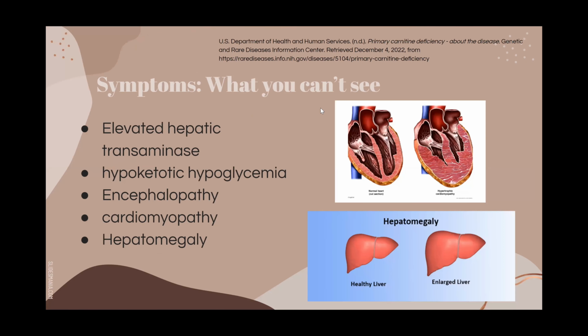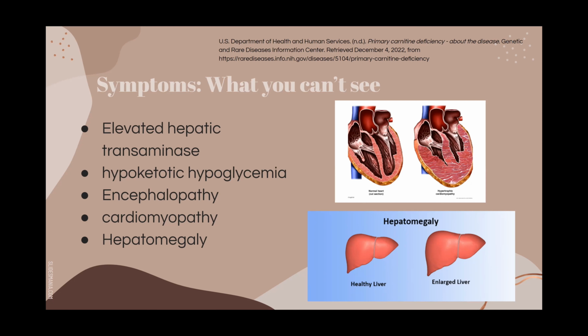Here are what you can't see that will likely be looked at by a physician when seeking diagnosis for this disorder. The first is elevated hepatic transaminase. This can be confirmed by a blood test, and when it's elevated, it's actually a sign of non-alcoholic fatty liver disease. So it can be concerning if too highly elevated. Next is hypoketotic hypoglycemia. This can also be confirmed through normal laboratory testing.